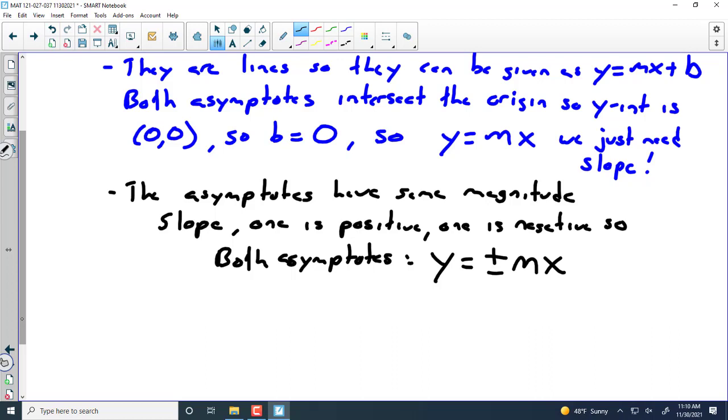They actually have the same magnitude slope, except for one is positive and one is negative. So if you know the slope of one of your asymptotes, you know the other one just has the opposite sign. Which means finding the asymptotes of this thing all boil down to finding the slope of your asymptotes. If you can identify the slope of your asymptotes, you can write the equations of your asymptotes. That's it.